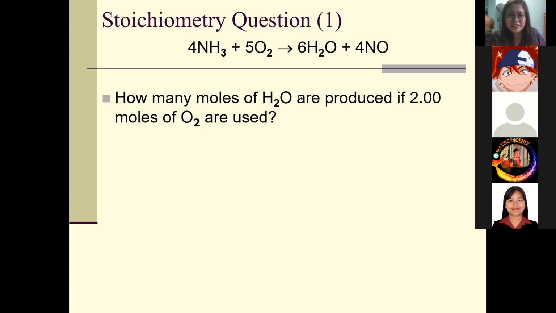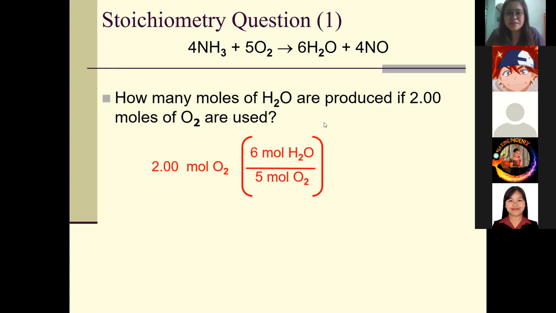Okay. So this is how you compute, class. You just need the given, like this, 2 moles of oxygen. And the next thing you need is the mole ratio. So how do I use the mole ratio? Remember what Isobel said earlier: whatever is on top should also be on the bottom so that it cancels.